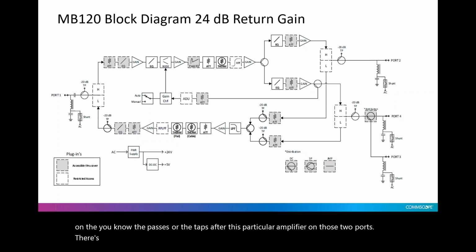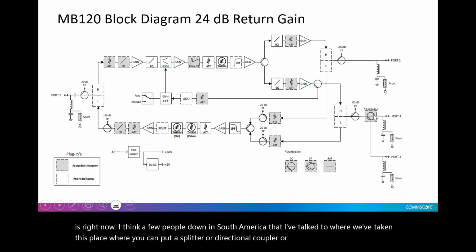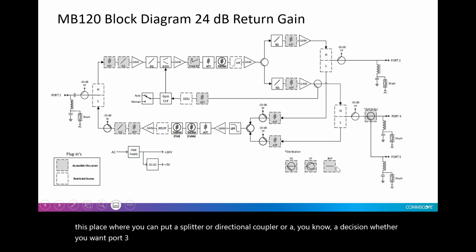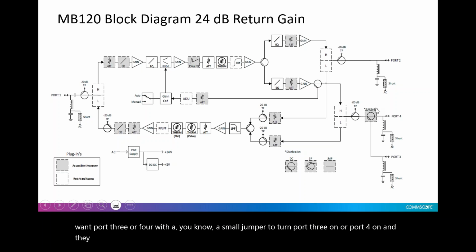There's also an amplifier now. Comcast is buying some of them. I don't know that anyone else is right now. I think a few people down in South America that I've talked to, where we've taken this place where you can put a splitter or directional coupler, or a decision whether you want port 3 or 4 with a small jumper to turn port 3 on or port 4 on, and they put a splitter here and they give basically a balanced output from all 3 ports on the downstream.